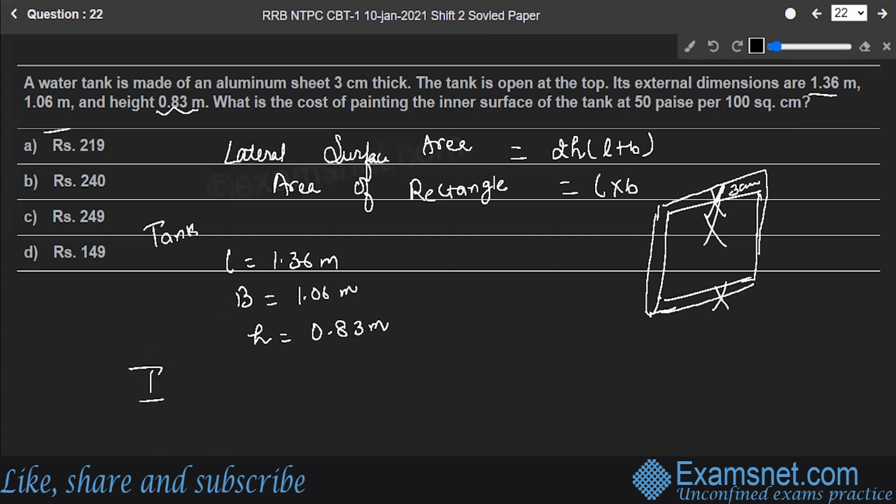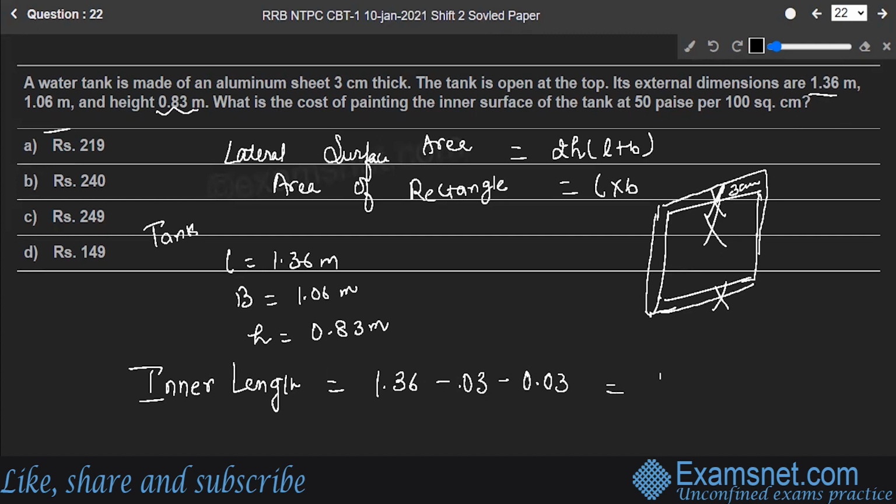One more thing, the inner length will be given by 1.36 minus 3. This is meters and this is centimeters, right? So this is actually this.